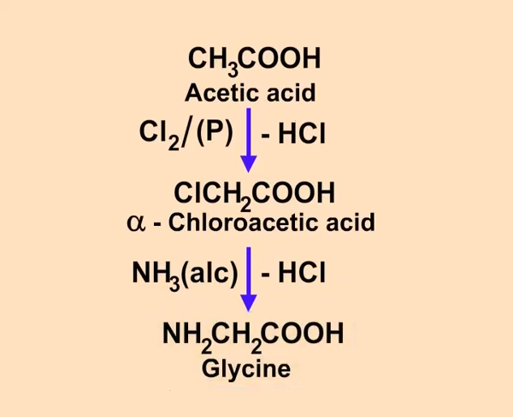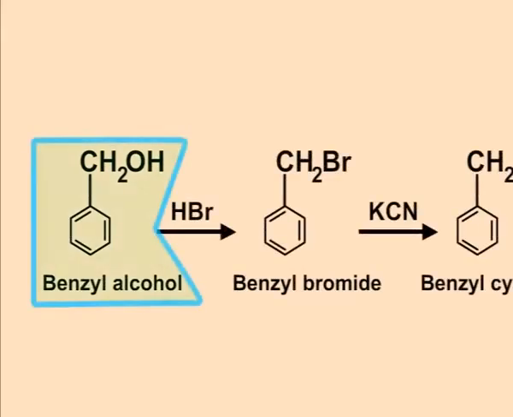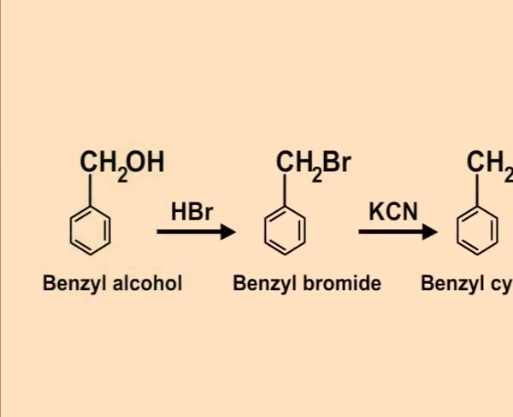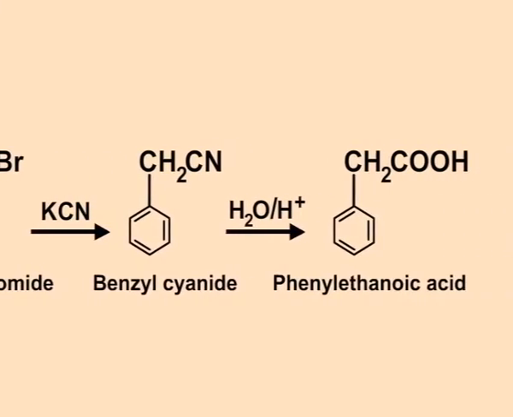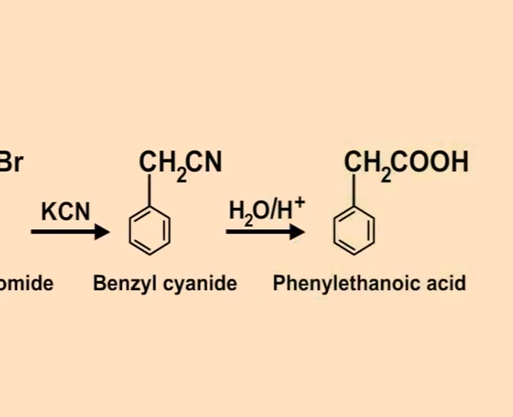Let us now learn about conversion of benzyl alcohol to phenyl ethanoic acid. Benzyl alcohol reacts with hydrogen bromide to form benzyl bromide, which in presence of potassium cyanide forms benzyl cyanide. Benzyl cyanide on hydrolysis in presence of acidic medium forms phenyl ethanoic acid.